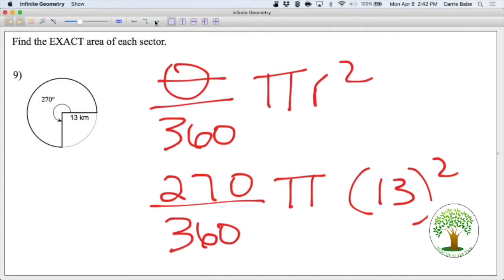Wait, so you still put the pi in with this one, right? You do not put the pi in this one in your calculator. You'll put the pi in the answer, but not in your calculator. Okay. Good question.